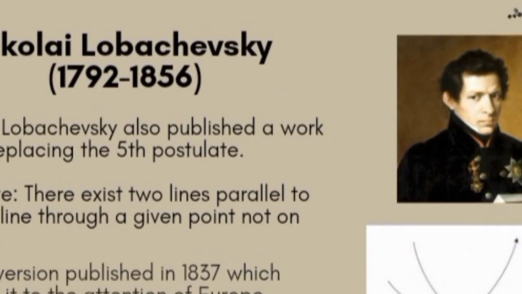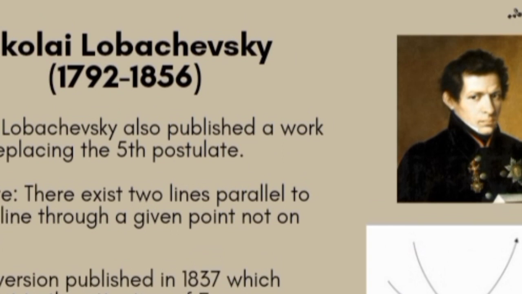The next mathematician was Nikolai Lobachevsky, 1792 to 1856. In 1829, Lobachevsky also published a work about replacing the fifth postulate with the postulate that there exist two lines parallel to a given line through a given point not on the line. A French version was published in 1837, which brought it to the attention of Europe. Neither Bolyai nor Gauss knew of Lobachevsky's work, mainly because it was only published in Russian in the Kazan Messenger, a local university publication. Lobachevsky's attempt to reach a wider audience had failed when his paper was rejected.